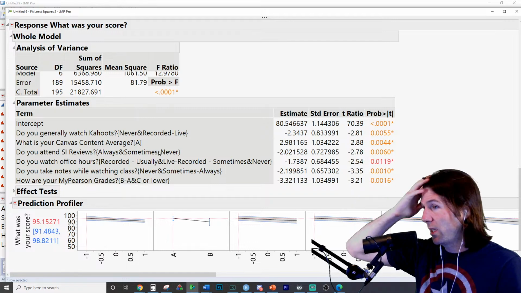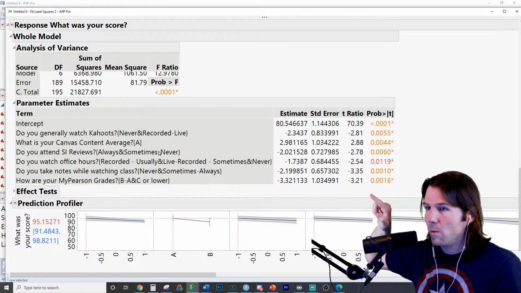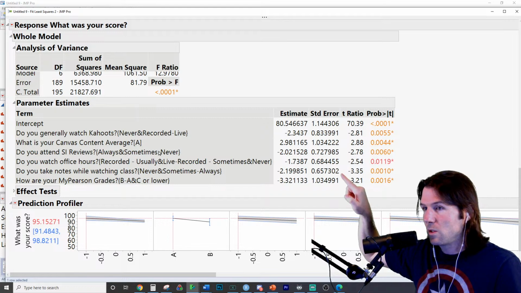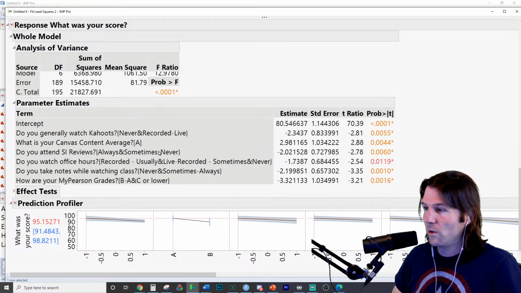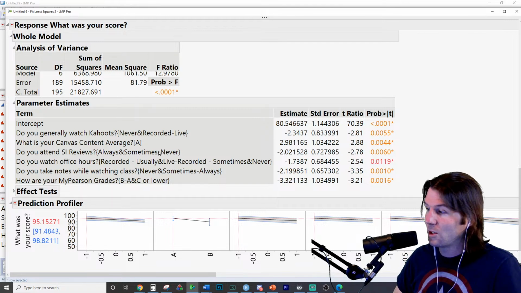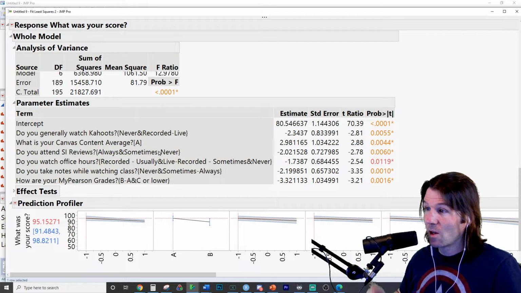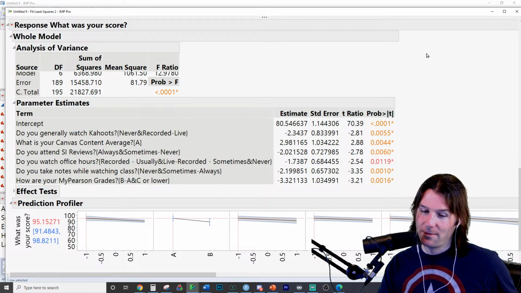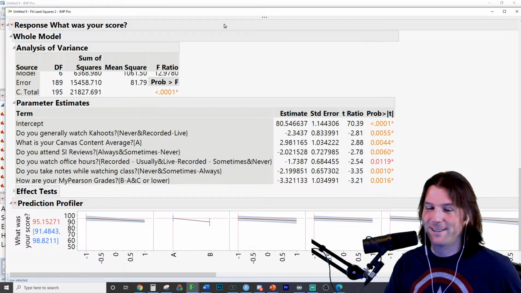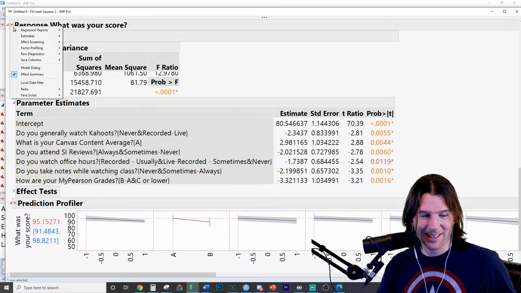You can look at what's most statistically significant. Canvas content explains what the other variables are. It's up there. We also see that whether you take notes is super significant, and then also how your My Pearson grades are. So this model accounts for 30% of the variation. That's pretty awesome. We're going one higher though. We're not done. But wait, there's more. There's always more with statistics.